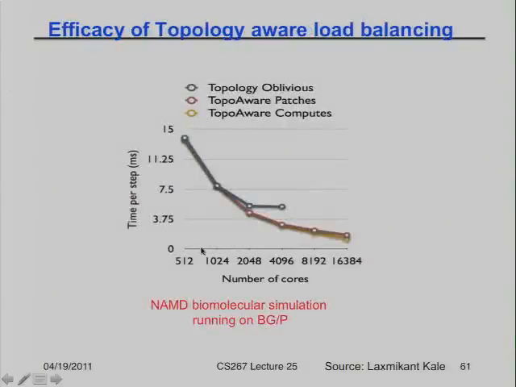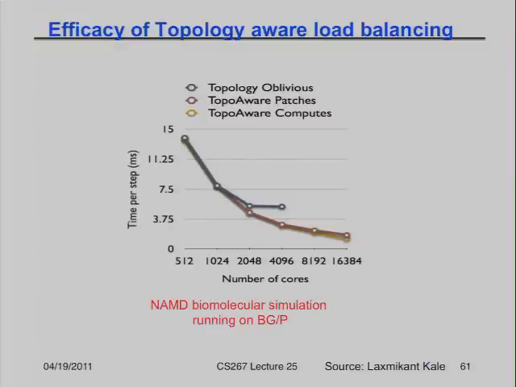This is the number of cores for a biomolecular simulation called NAMD, scaling up to 16,000 cores. Each one of these is a factor of 2, so you'd hope that the time per step would go down by a factor of 2. There are 3 different load balancing schemes. One where you don't pay any attention to the topology at all, on this Blue Gene/P, which is a 3-dimensional torus. The other two are topology-aware, 2 different schemes of being aware of the topology. And you see, if you pay attention to the topology, you scale. You get perfect speedups, and if you don't, the load balancing doesn't work, and it stops scaling when you hit 4,000.